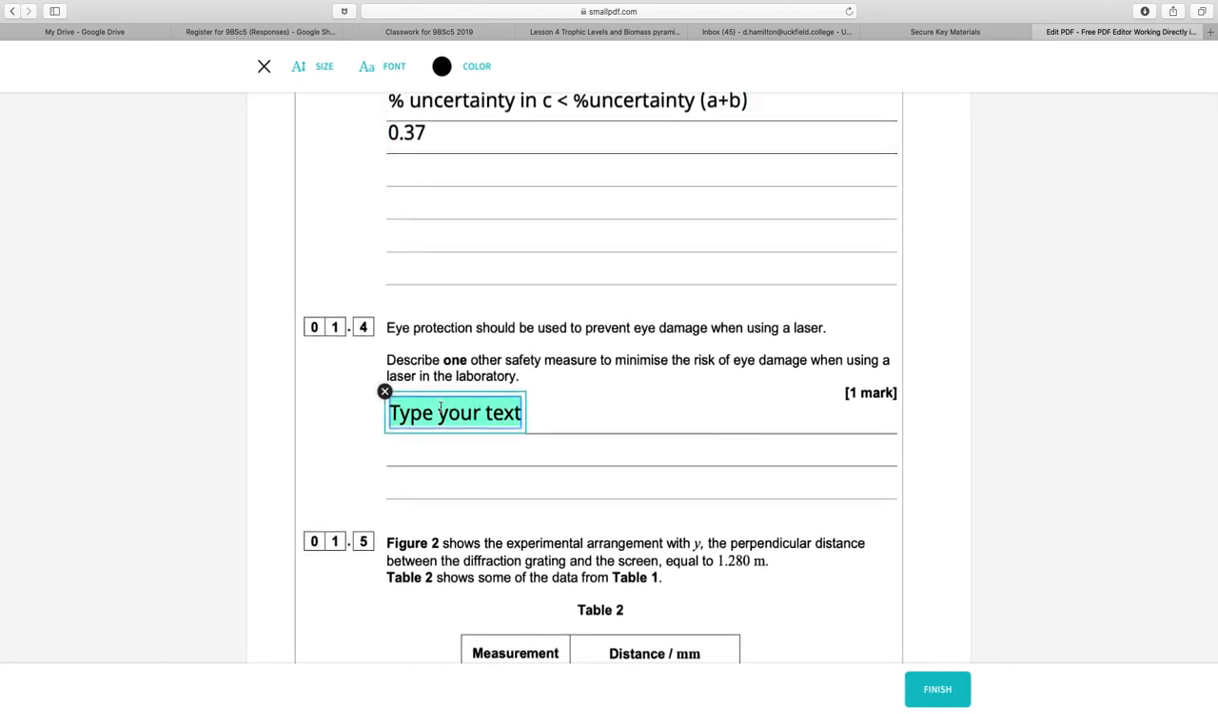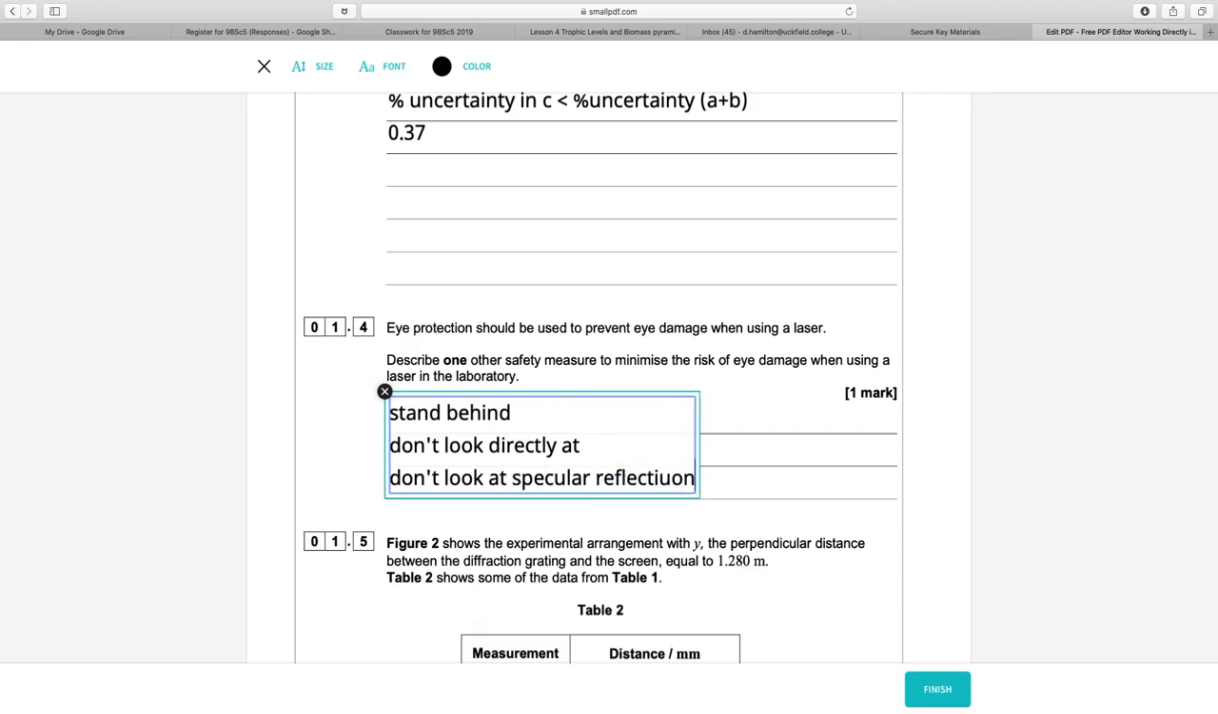1.4 then. One other safety measure to minimise the risk of eye damage when using a laser in the lab. There's a variety of things you could say here. You could say stand behind the laser. You could say don't look directly at the laser. You could say don't look at specular reflection of the laser. You could say warning signs could be put up. A wide variety of things you could say there.